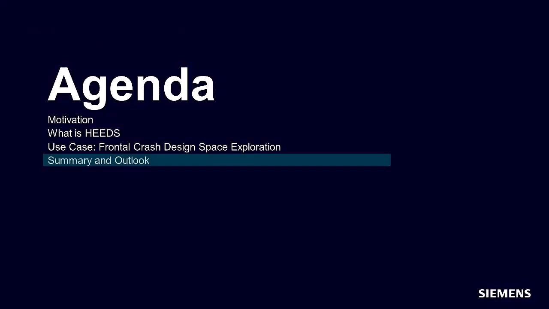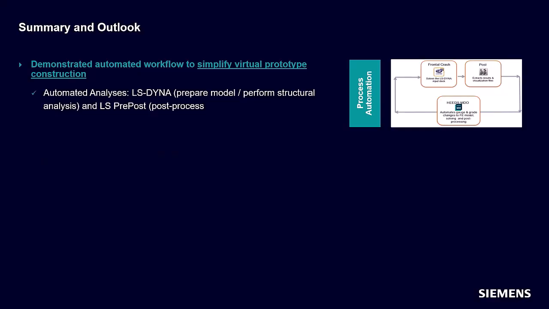Let us now summarize key features and findings demonstrated in this case study. The virtual prototyping workflow encompassing a crash simulation has been successfully developed and automated through the utilization of direct portals through Heats. This automation ensures a seamless and efficient process, allowing for direct setup and configuration.